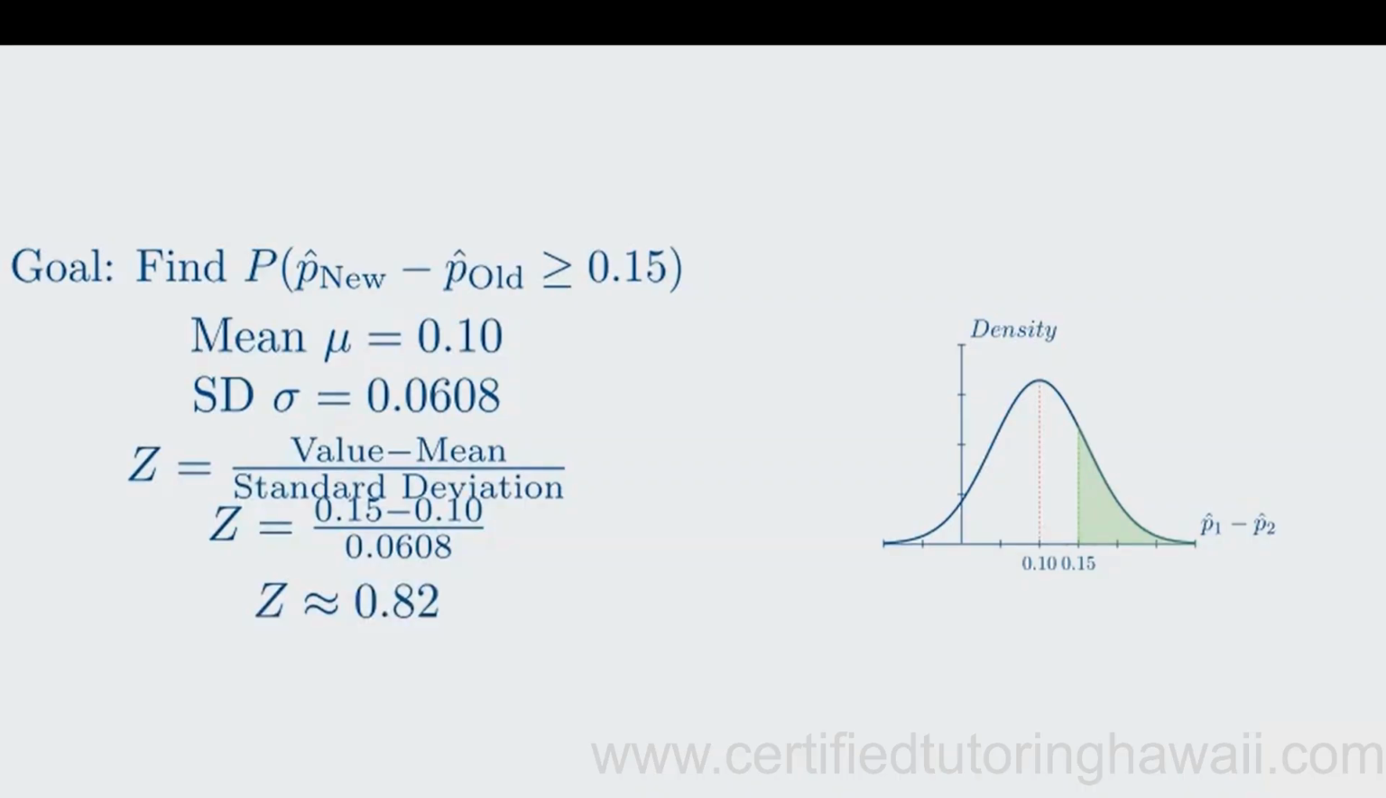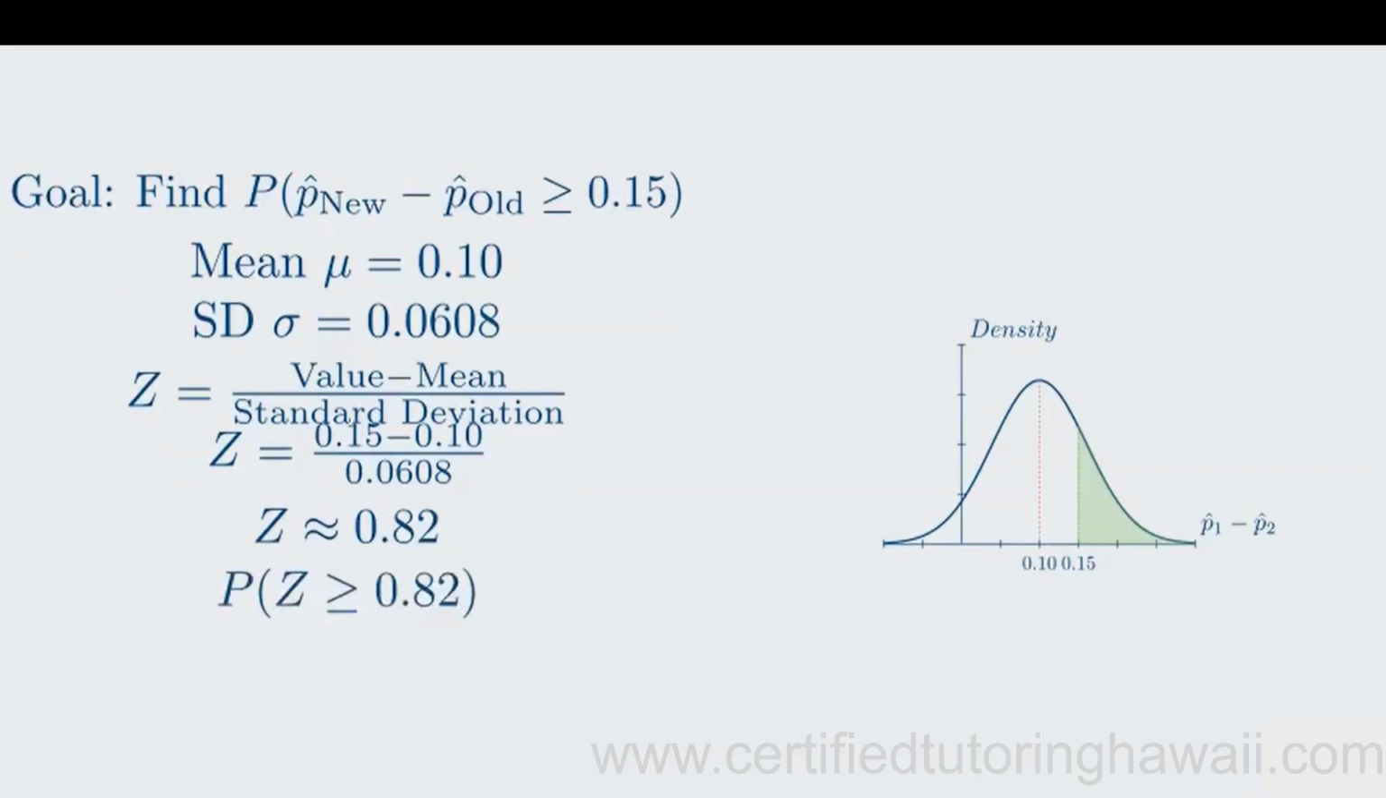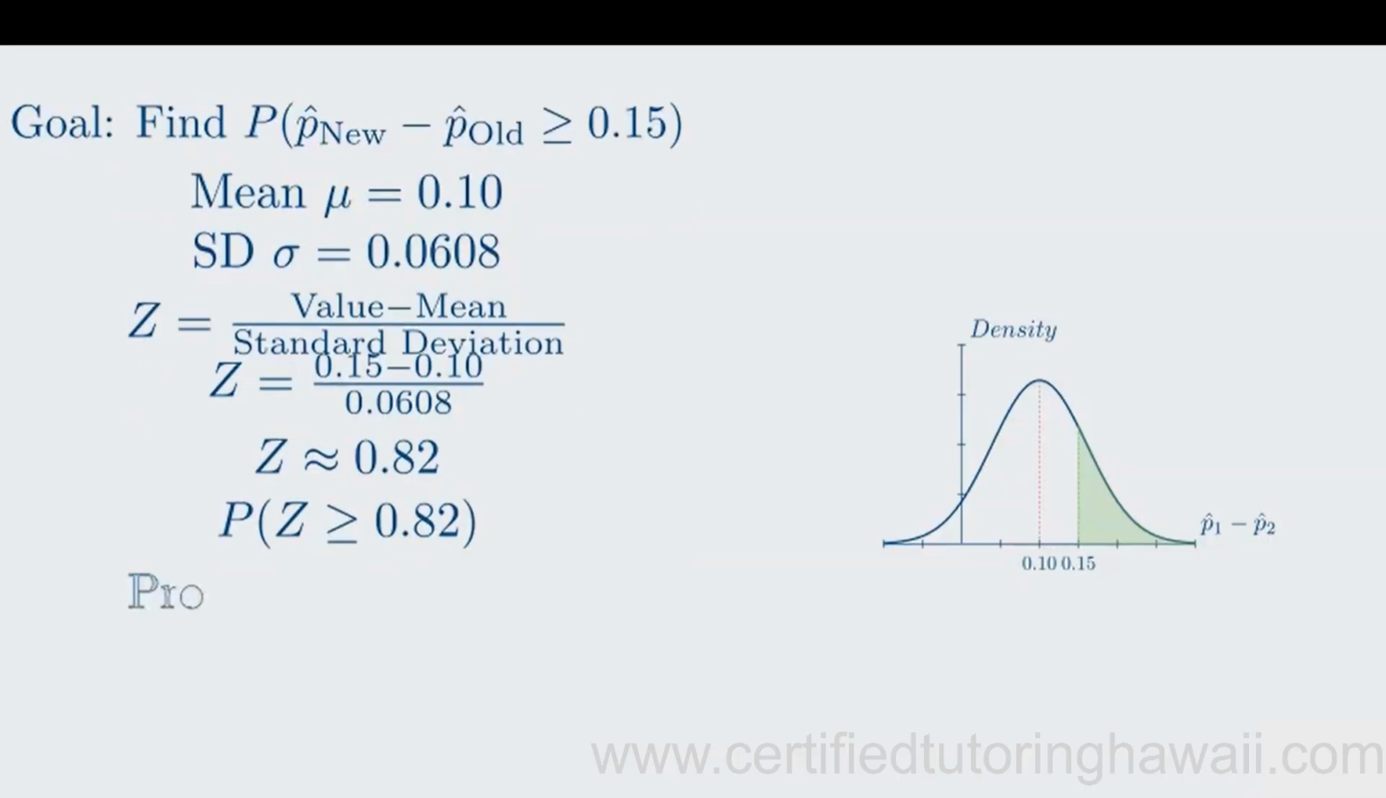This means a 15% difference is less than one standard deviation away from the mean. It is a fairly common occurrence. Using a standard normal table or a calculator, we find the area to the right of 0.82. The probability is approximately 0.2061.